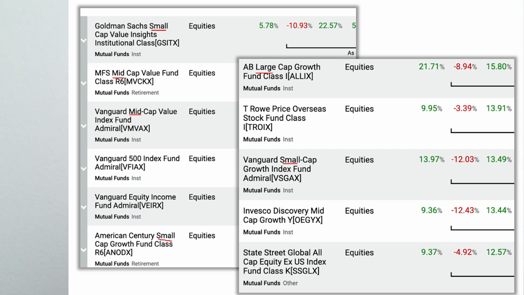So a small cap fund is a mutual fund that invests in a bunch of small companies sizes smaller than 2 billion. A mid-cap fund would invest in companies sizes 2 to 10 billion, and a large cap fund invests in companies with greater than $10 billion in market valuation. Very simple, right? The next one that's also very, very easy to identify in here is the index fund.